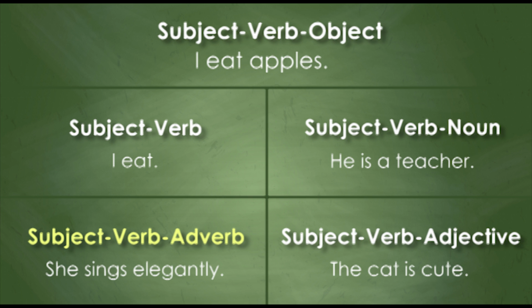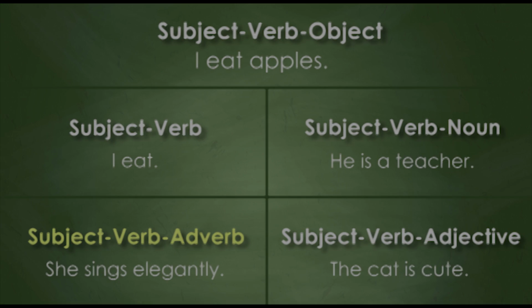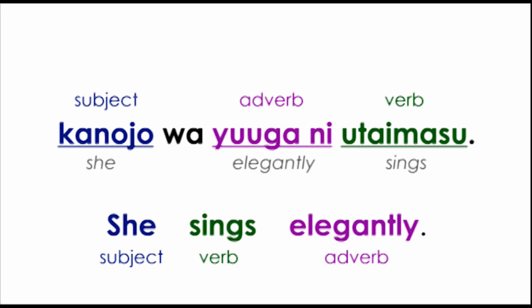Next, we have a subject-verb-adverb sentence. For example, she sings elegantly. Let's take a look. 彼女は優雅に歌います. She sings elegantly. So here we see that we have a subject-verb-adverb sentence.